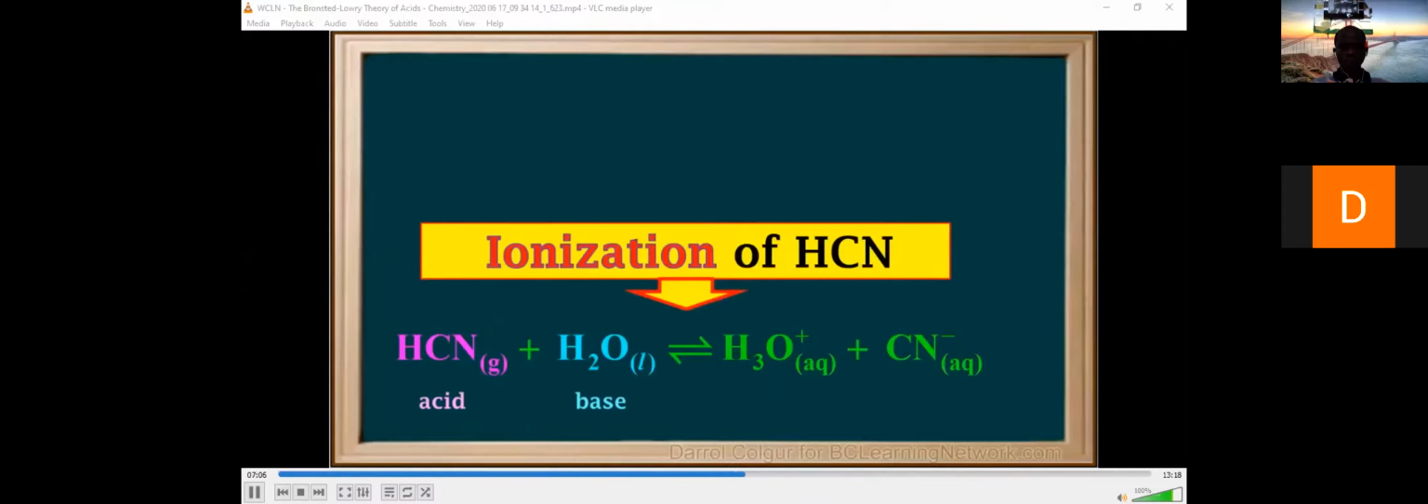A double arrow is used here because the ionization of HCN does not go to completion. In a solution of HCN, only a few molecules are ionized. You'll be shown how you can tell whether to use a single or double arrow later in the course.